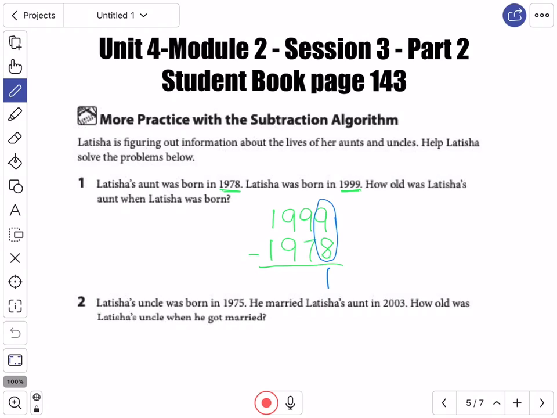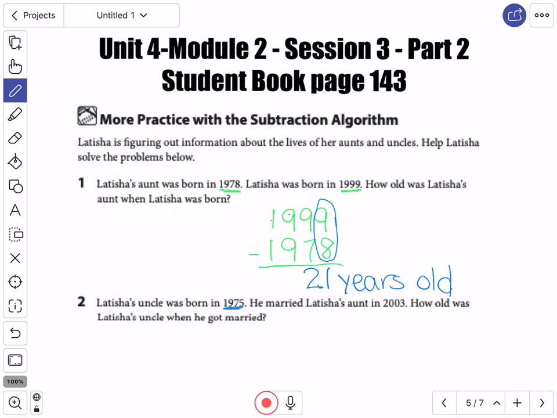More on the top, no need to stop. I know that 9 minus 8 equals 1, 9 minus 7 equals 2, and 9 minus 9, of course, is nothing, and 1 minus 1 is nothing. So Letitia's aunt was 21 years old when Letitia was born in 1999. So there's the first answer for that one. If you wanted to use one of the other strategies, that's totally fine. I do want you to get used to this one as well. This is probably the one that you're most familiar with.